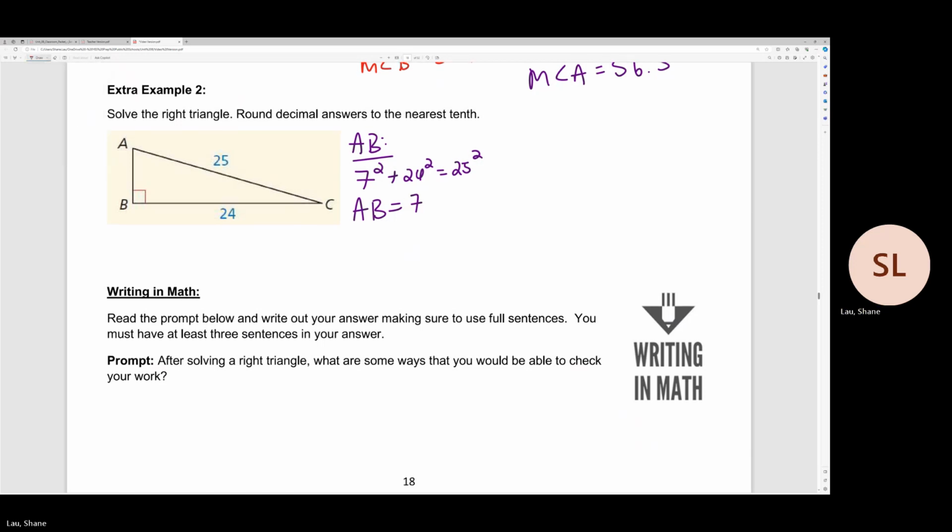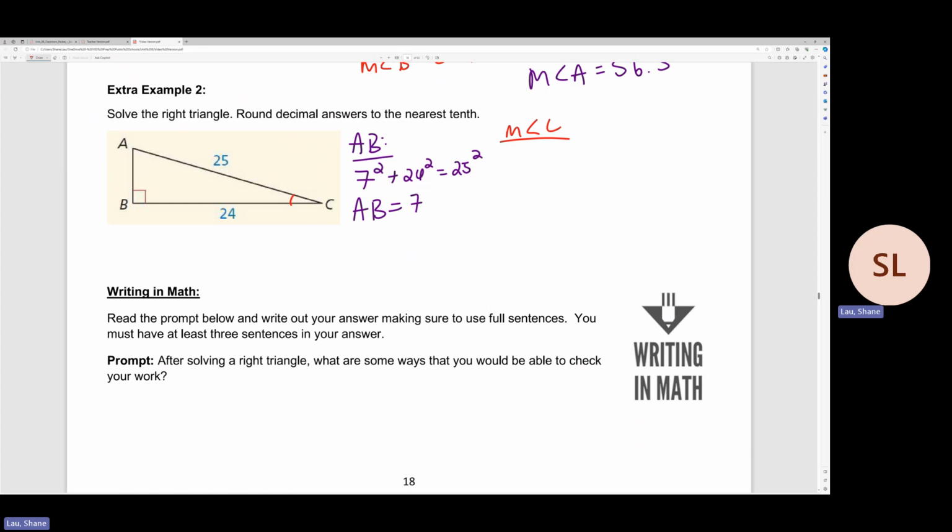Then the next one, if I'm looking for angle A, or rather, let's go with angle C. Measurement angle C. Here is the angle I'm looking at. I don't have an opposite. Well, I do have an opposite. I just solved for it, where AB is equal to 7.